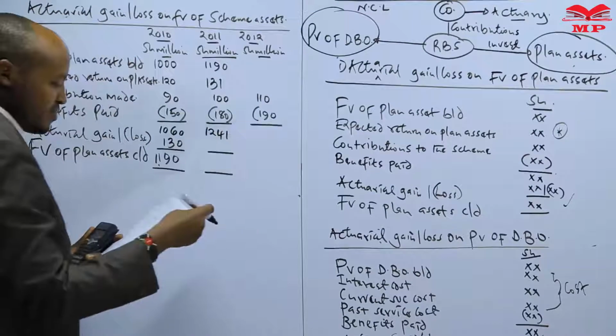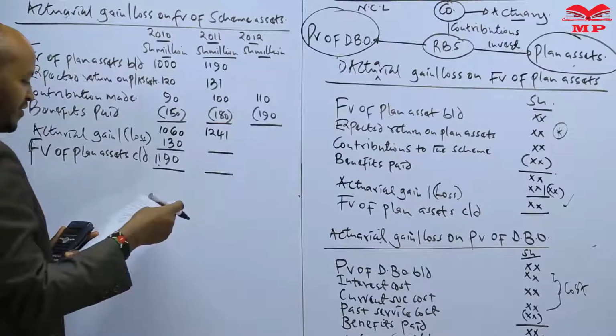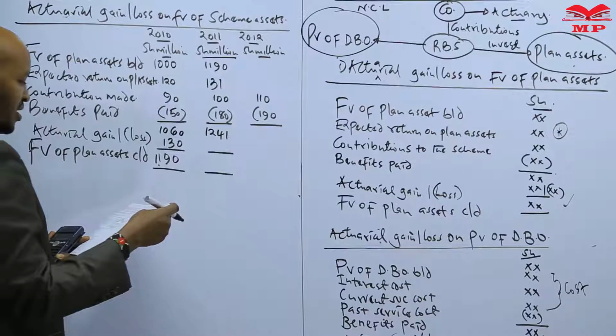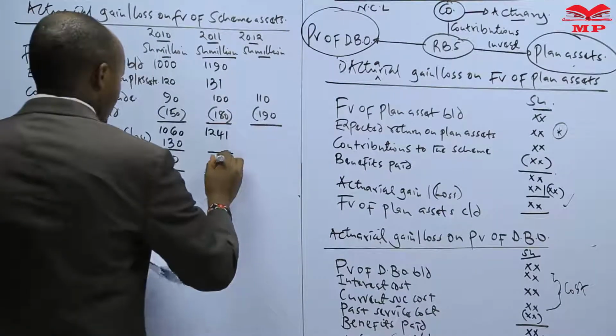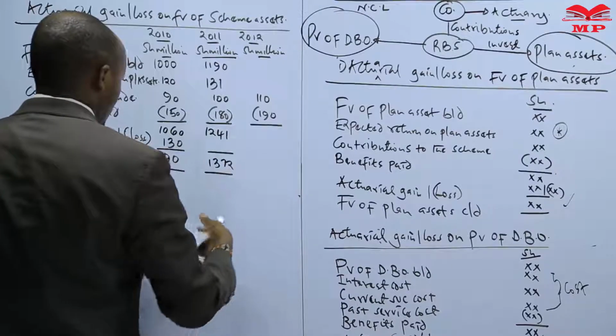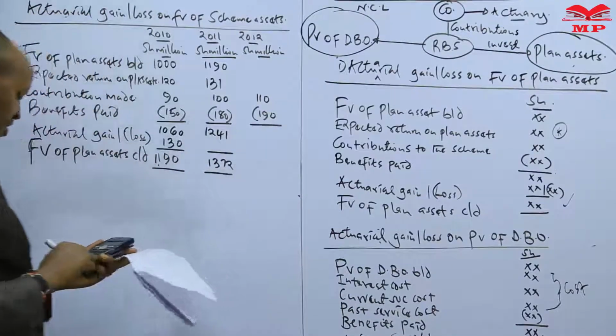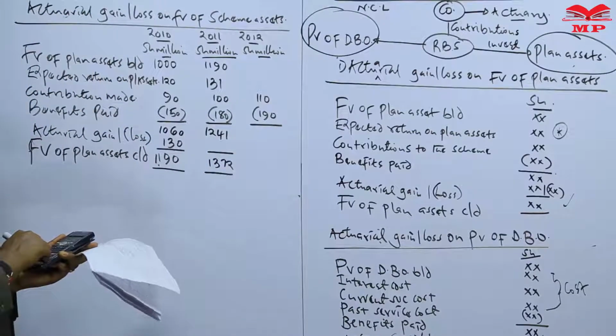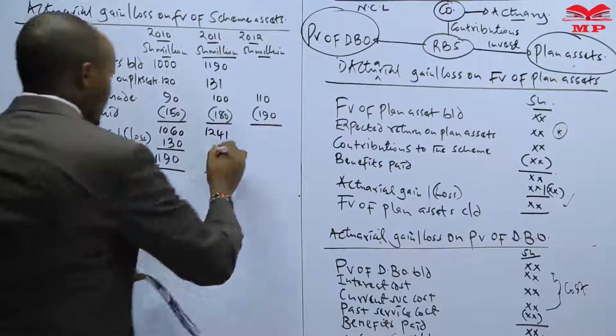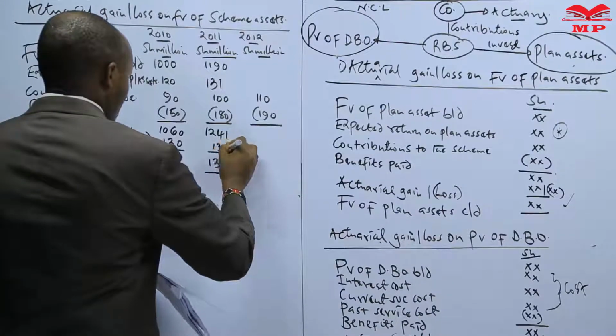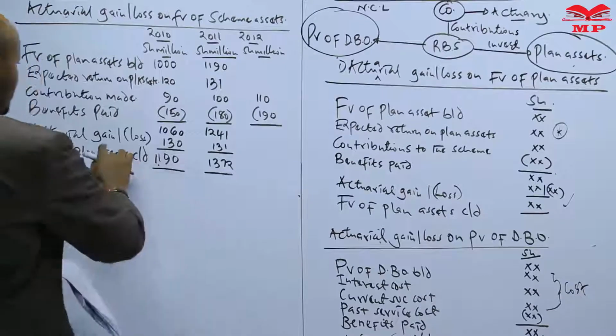Then we need to compare that with the fair value of the scheme or plan asset at the end of the year, which is 1,372. If you compare the two, we can see that we have an increase of 131. Still, that will be an actuarial gain.